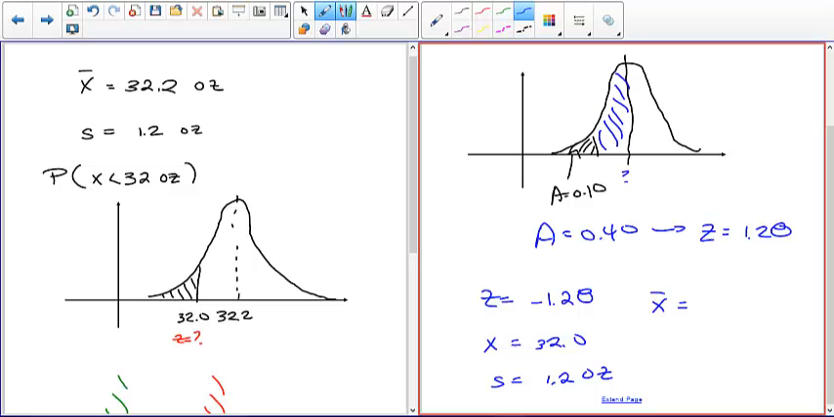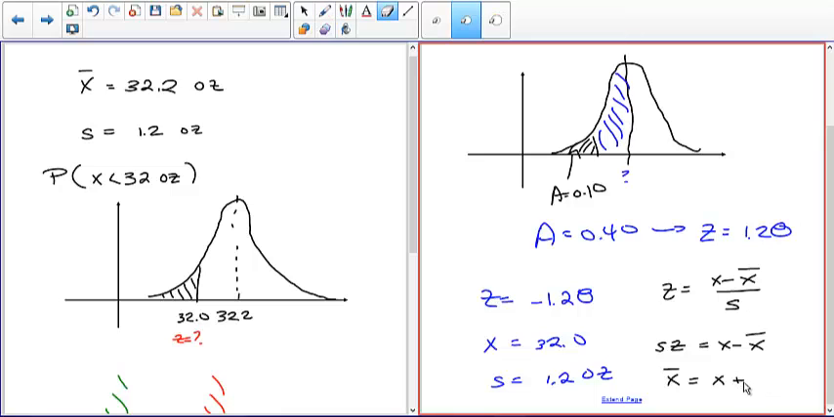Using the definition of the z-score, let's write that down. The z-score is equal to x minus x mean over the standard deviation. If you multiply both sides by s, you get z times s is equal to x minus x mean. And if you solve for the mean value, or what our target is going to be, it's x minus the standard deviation times the z-score.